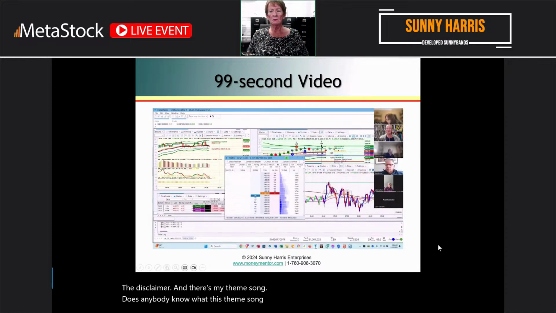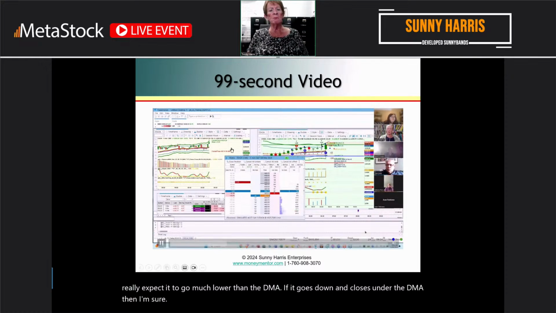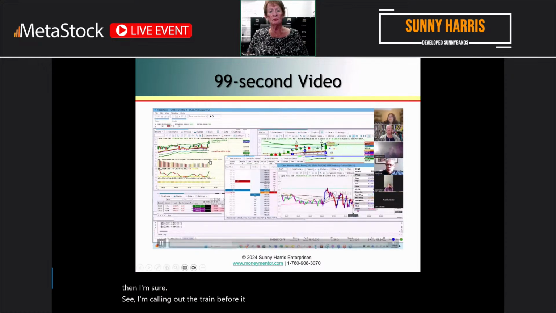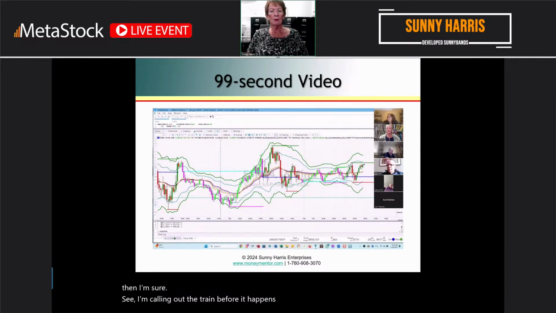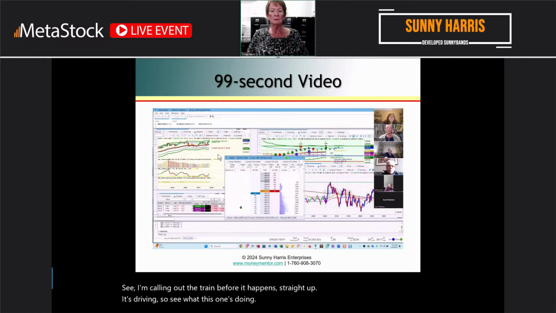And with the flat DMA with gold on top, I don't really expect it to go much lower than the DMA. If it goes down and closes under the DMA, then I'm short. See, I'm calling out the trade before it happens. Going straight up. Look, it's trying. Let's see what this one's doing. Come on. Order filled. Okay.